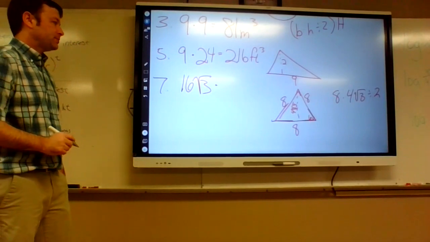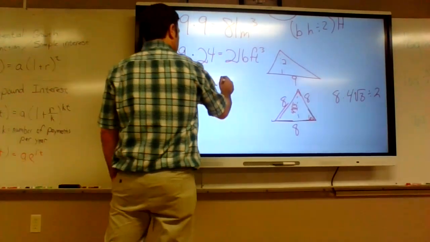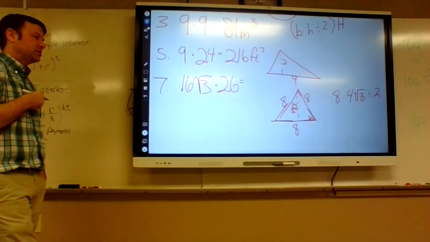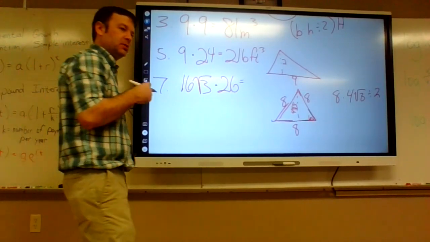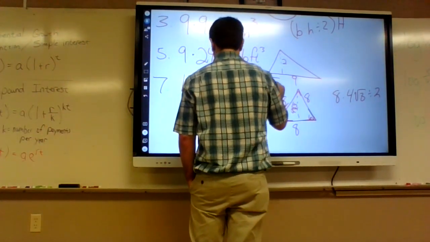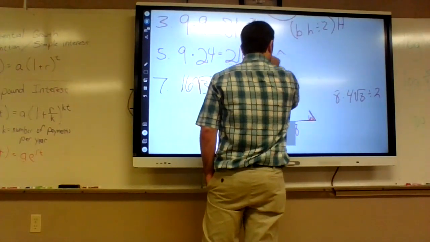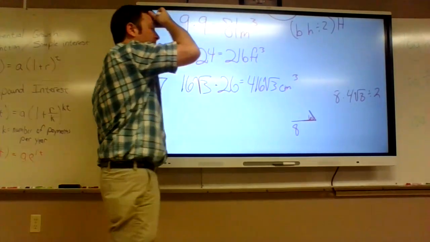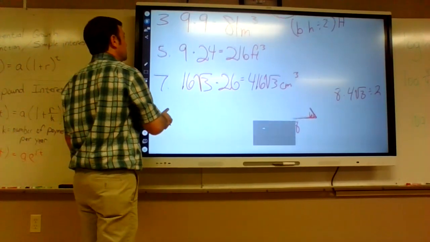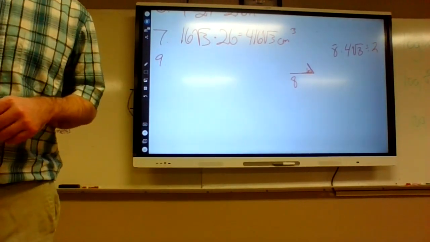So what do I do with that? Multiply it by 26, the height of the prism, which is 26. If I was doing this on the calculator, I'd just do 16 times 26 and then put the square root of 3 on that answer. What is 16 times 26? 416. Okay, so it's centimeters. If you want to plug that in and get the decimal answer, that's fine. If you do that, let me know tomorrow so that I can make sure I read both answers, not just the one answer.